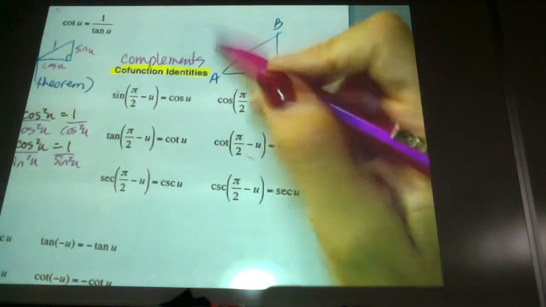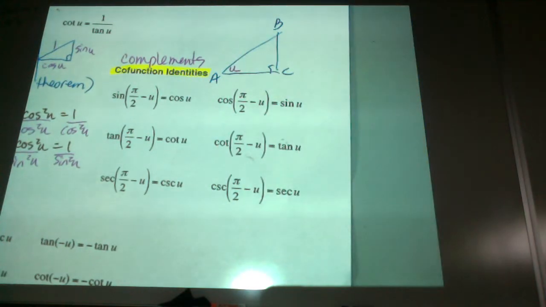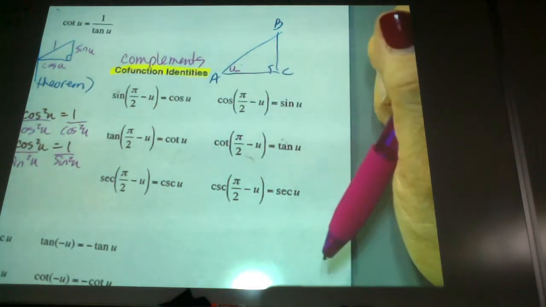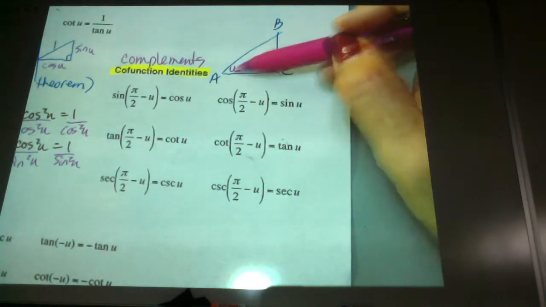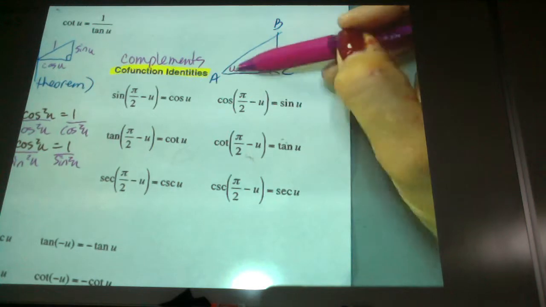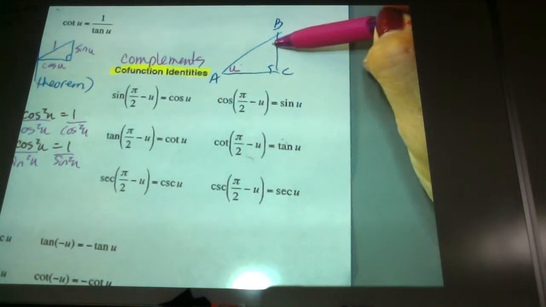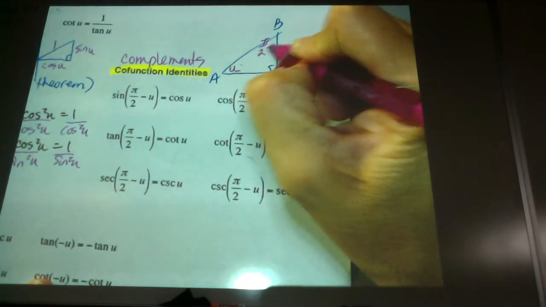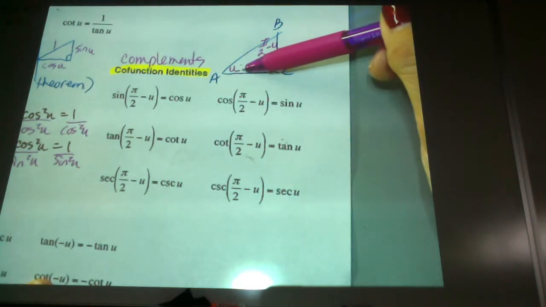Alright, well, let's just say for chuckle's sake that angle A represents the u angle. Don't the acute angles in a right triangle add up to 90? So if this is angle u, how do I find this one? If this is u, what's this one? 90 minus u. And instead of 90, I'm going to use pi over 2. So this is where the pi over 2 minus u is, if this is u.